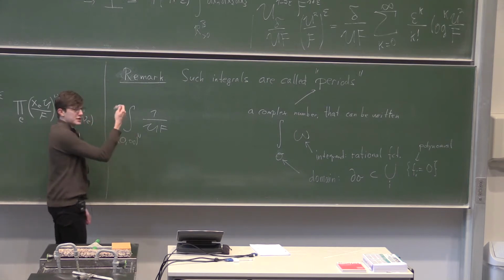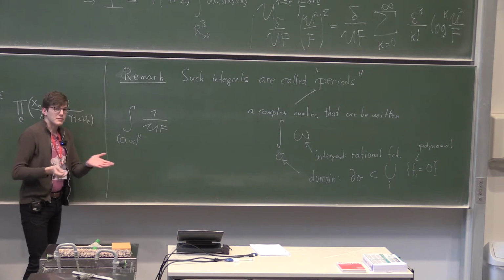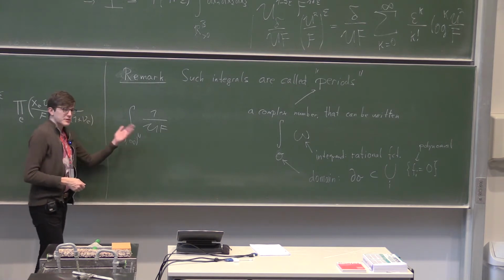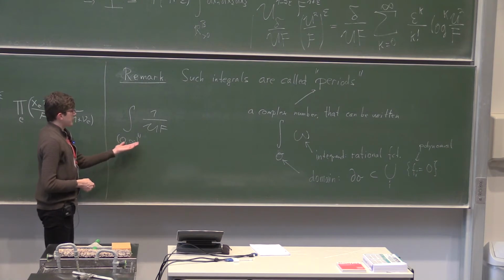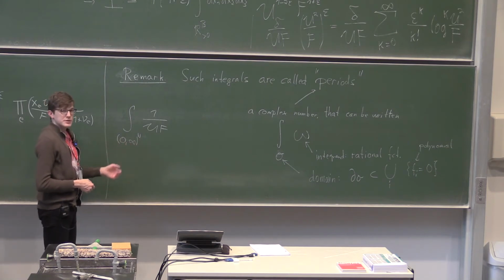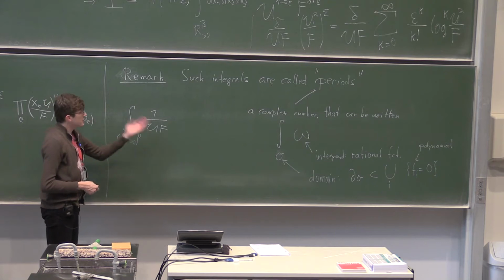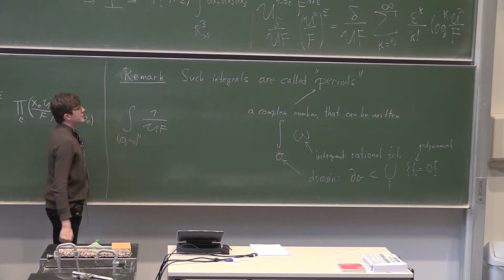As long as you choose your delta function to be a polynomial, then the boundary of the integration domain will be described by a polynomial. So here the boundaries are described by x equals 0 and 1 over x equals 0. So these are rational functions. The integrand is a rational function, so that's a period.